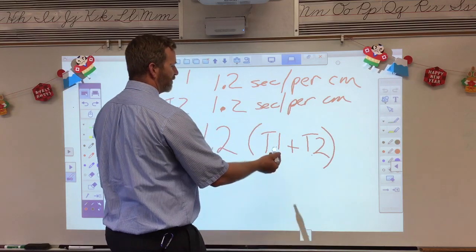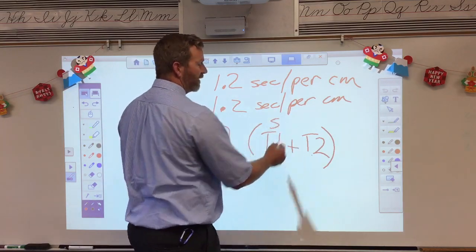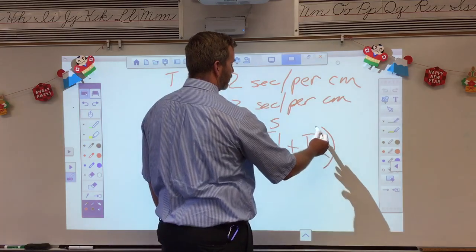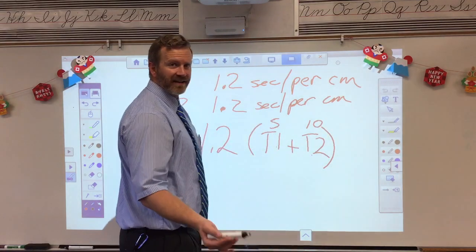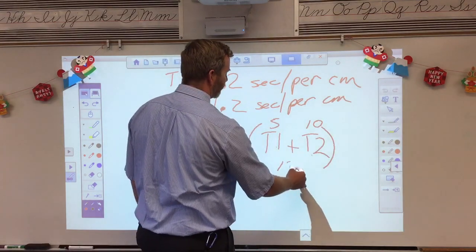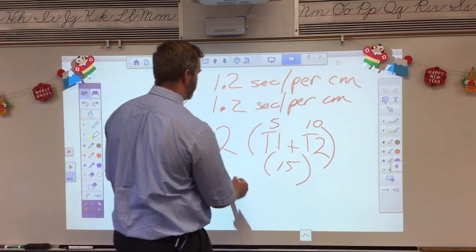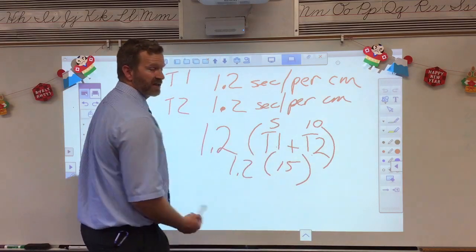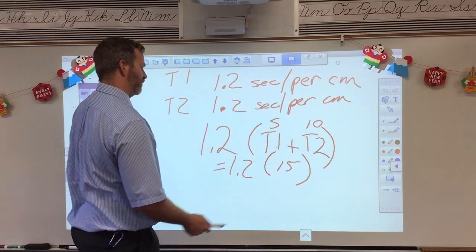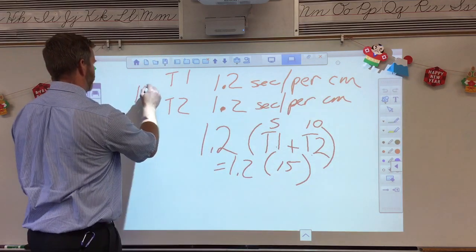So if we say for test 1, they did it for 5 seconds, and test 2, they did it, let's say, for 10 seconds, we could add these two together. So that's 15 seconds worth of time times the 1.2 centimeters. And let's see, 1.2 times 15. We're going to work that out over here.